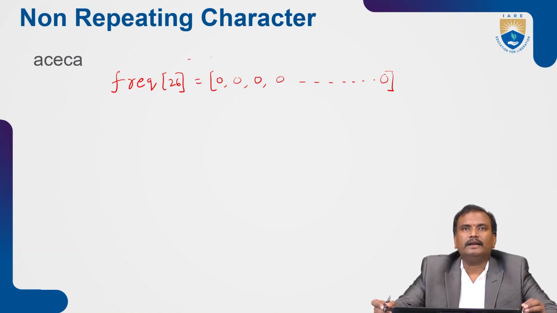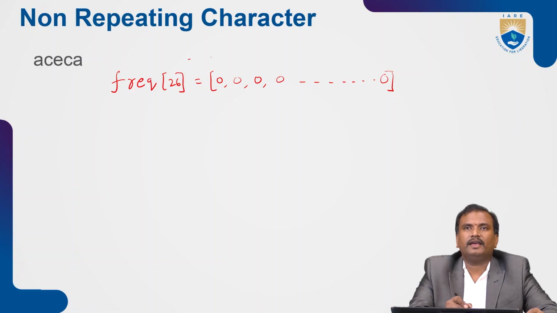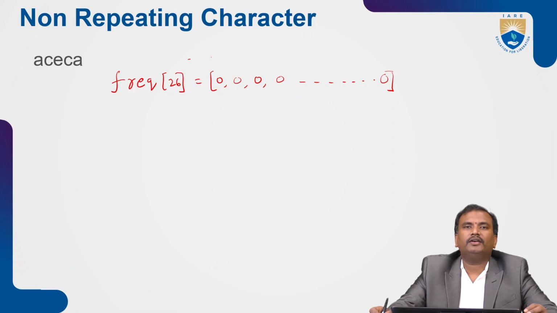Now we are going to traverse the string, and once a character is encountered, we are going to increase that character's index value. If the character is A, we are going to increase this particular value from 0 to 1. Like that we increase the frequency values, and that is our first step: first we need to find whatever characters are there in the string and how many times they have repeated. After that, our next step is we need to traverse the array. If a frequency array element is equal to 1, we need to return that particular character.